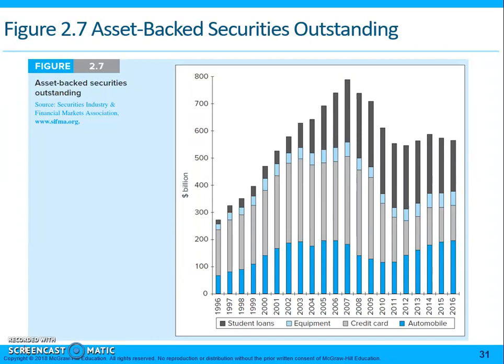Figure 2.7 shows asset-backed securities outstanding. The asset-backed securities include collateralized loans. Student loans are also pooled and securitized. That would be the gray line. We have equipment. We have credit cards, credit card receipts, or automobile loans. All are very popular asset-backed securities.